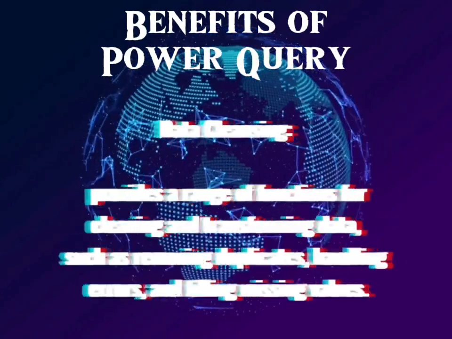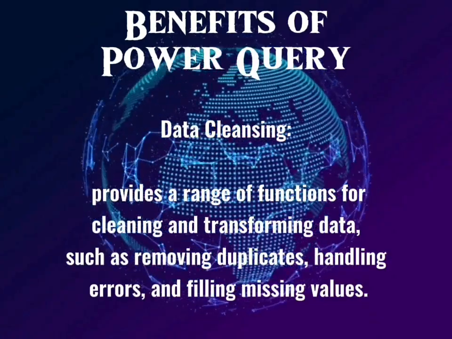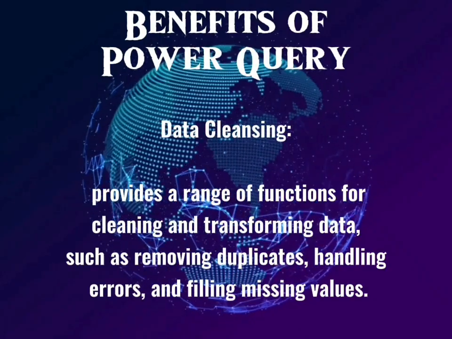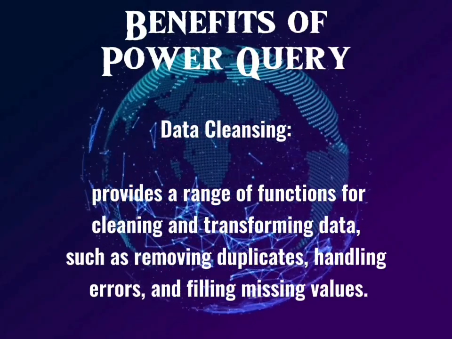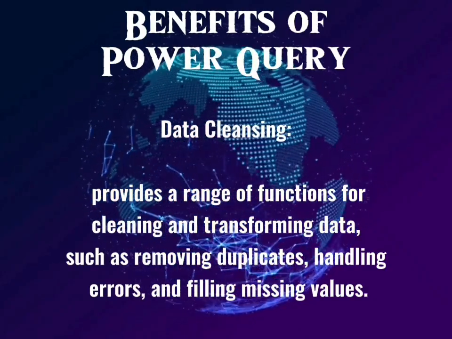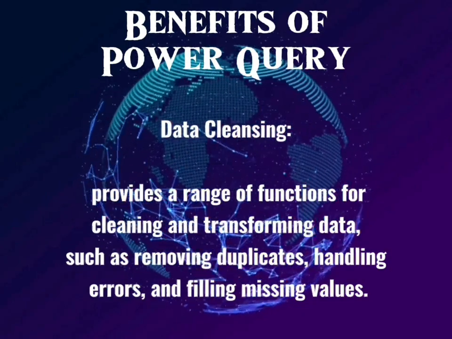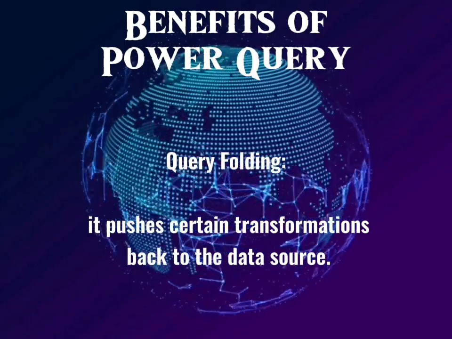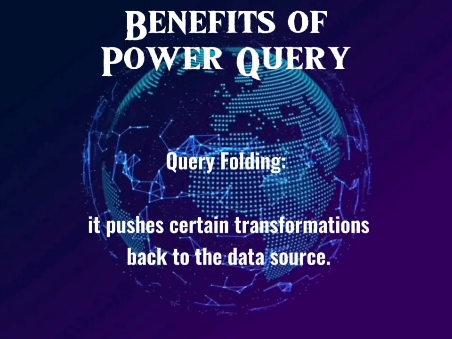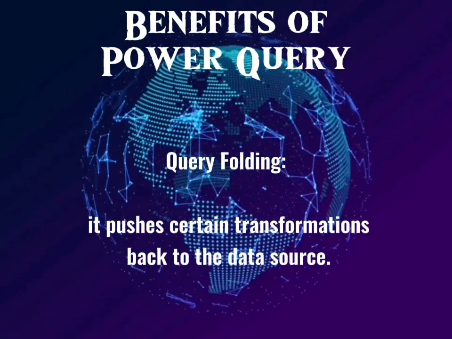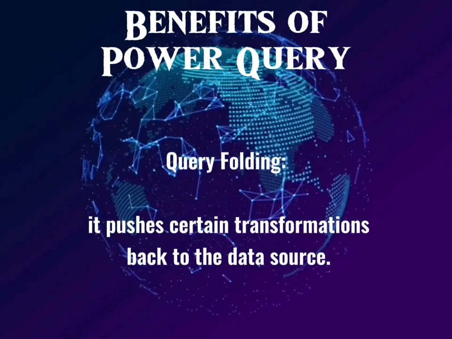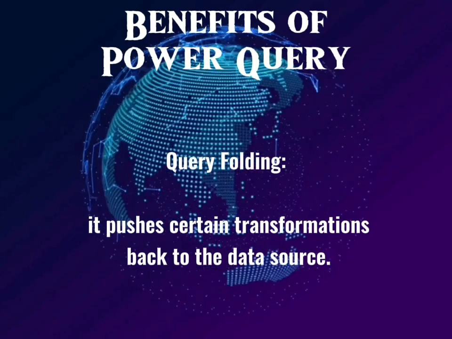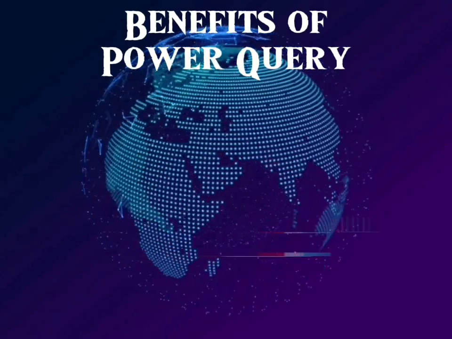Number 6. Data cleansing. The tool provides a range of functions for cleaning and transforming data, such as removing duplicates, handling errors, and filling missing values. This contributes to improved data quality. Number 7. Query folding. Power Query supports query folding where applicable, which means it pushes certain transformations back to the data sources. This can significantly improve performance by minimizing data transferred for processing.